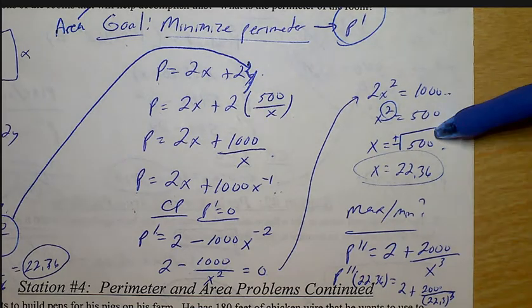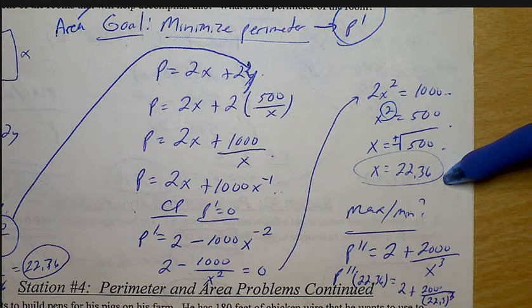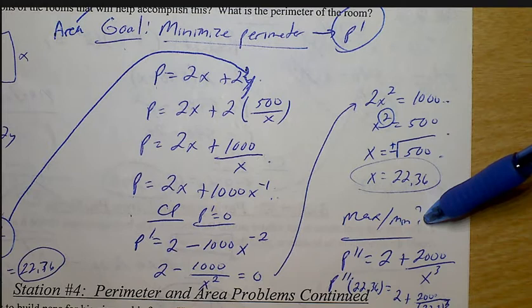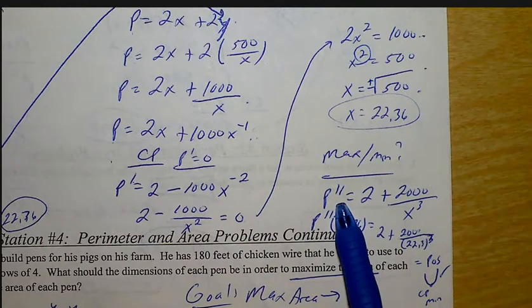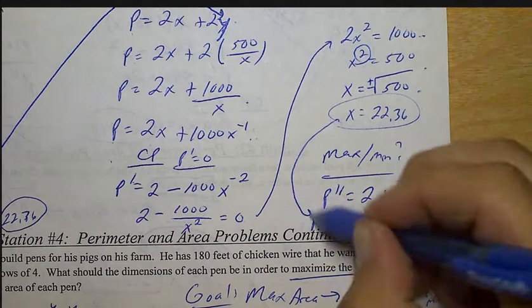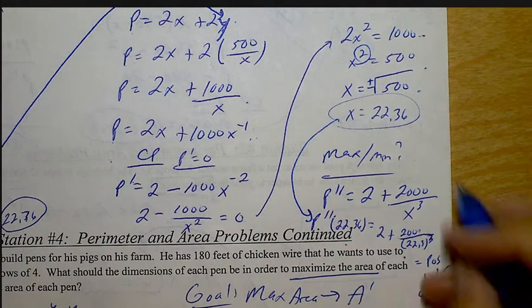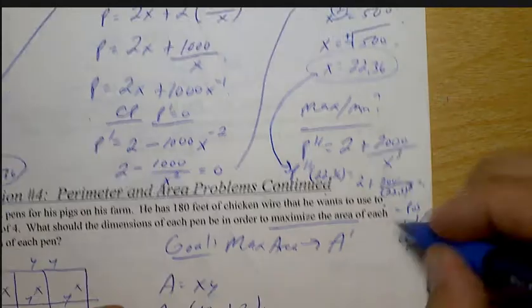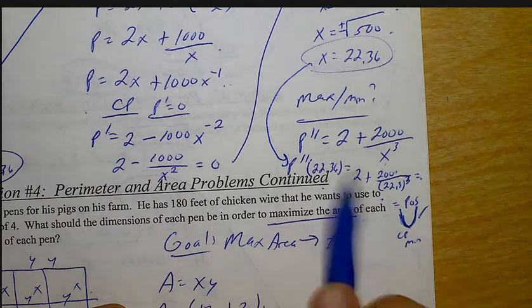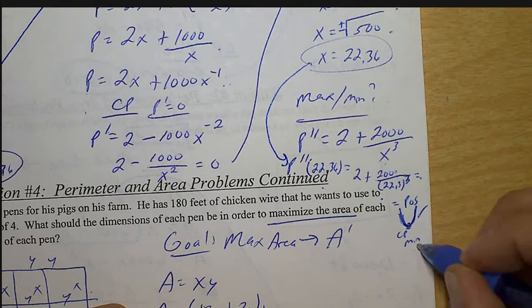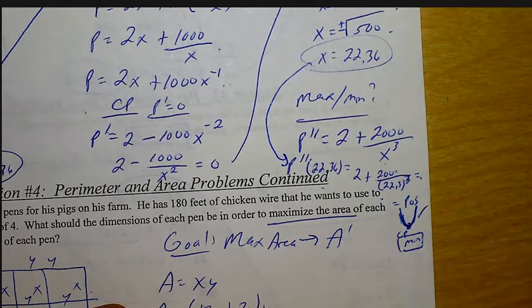Okay, now is this point going to be a max or a min? I'm going to use the second derivative test again. So I'm going to take the second derivative, P double prime, and you get 2 plus 2,000 over x cubed. Substitute our critical point into the second derivative, and you end up getting a positive answer, which means this is concave up. At that critical point the function is concave up, which means the point you found is a minimum. And what is it that you found the minimum of? You found the minimum perimeter. So 22 minimizes your perimeter.